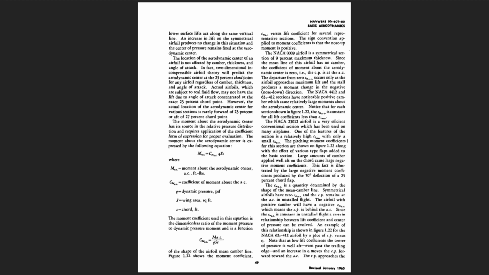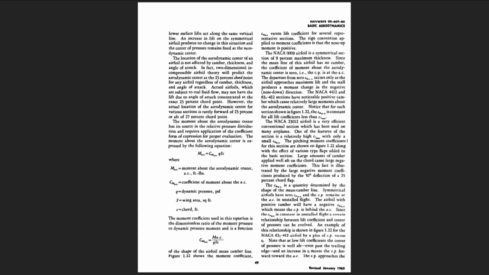M sub AC equals C M sub AC times q times S times c, where M sub AC equals moment about the aerodynamic center, AC, in foot-pounds, C M sub AC equals coefficient of moment about the AC, q equals dynamic pressure in pounds per square foot, S equals wing area in square feet, and c equals chord in feet.